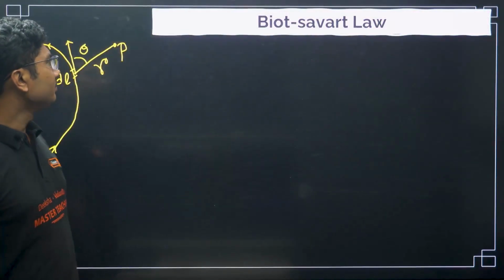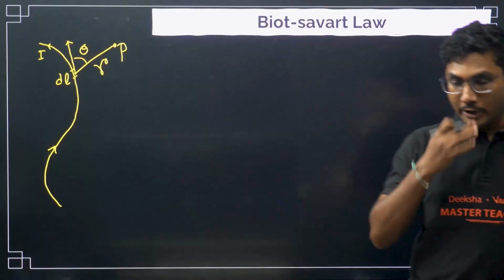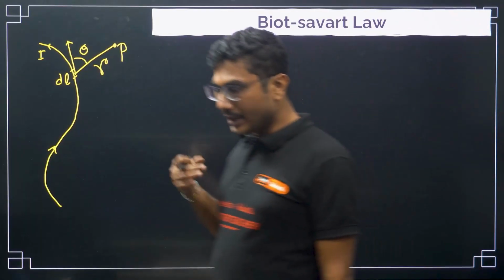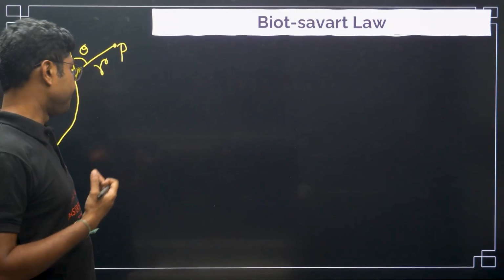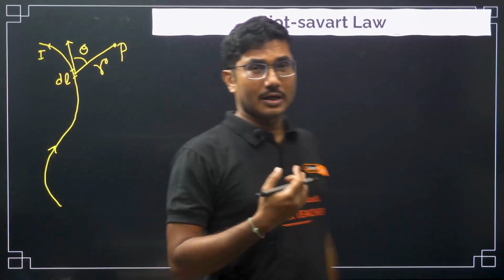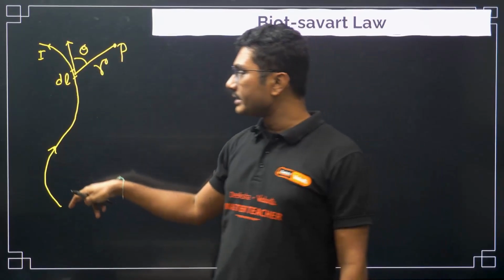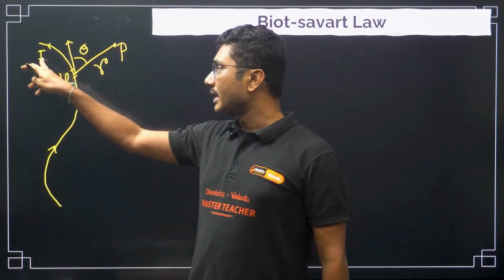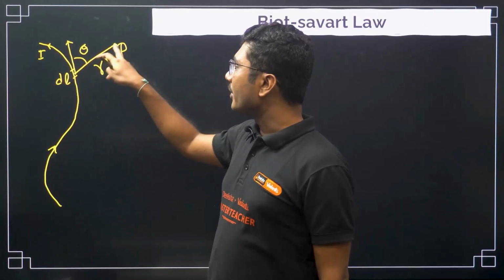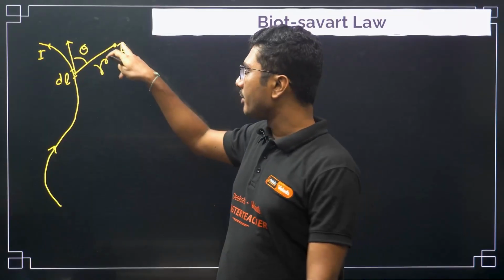Now let's move on to Biot-Savart's law. Biot-Savart's law is the most important law, with a very high chance of coming as a 3-marker question. Whenever you are answering this, you have to draw a diagram like this. The diagram represents a current carrying wire having current I, and you are trying to find a magnetic field at some arbitrary point P.